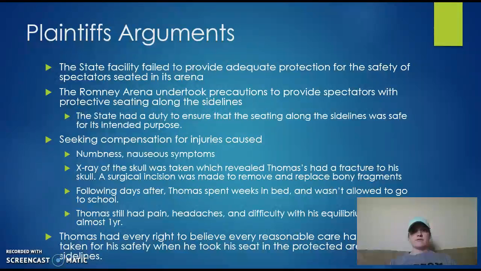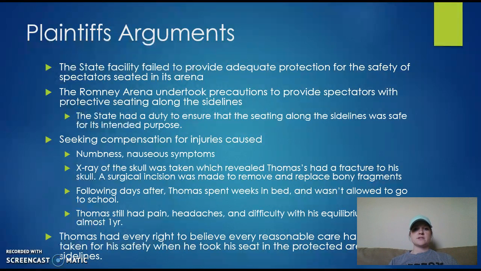A little after he was hit by a puck, later that night, he got even more sick, and he sought out medical attention, where they took an x-ray of the skull. The x-ray revealed that Thomas had a fracture to his skull. They did a surgical procedure and removed and replaced some bony fragments to his skull.